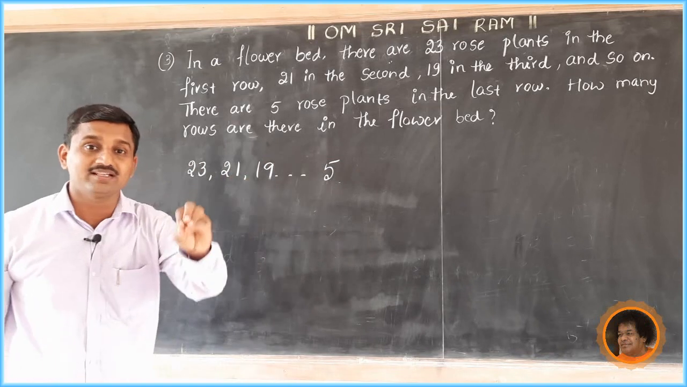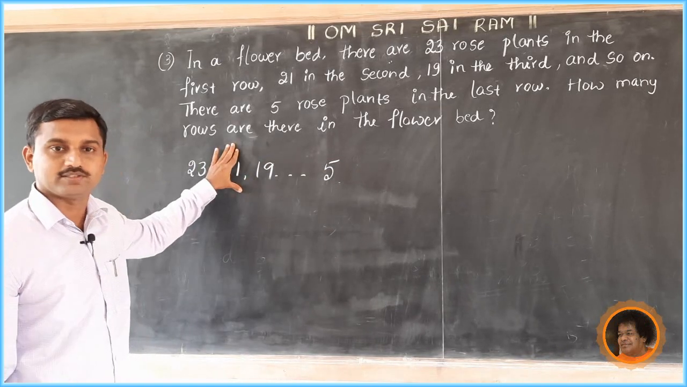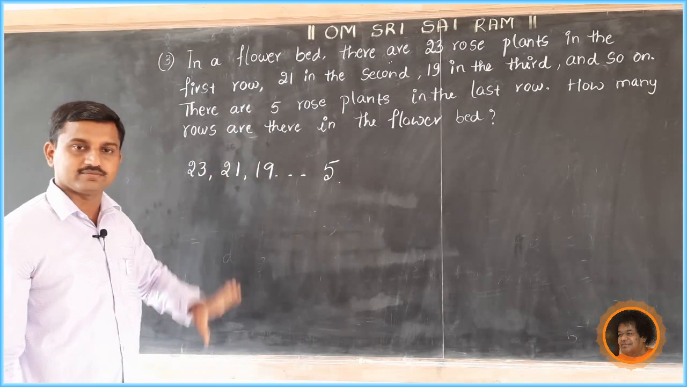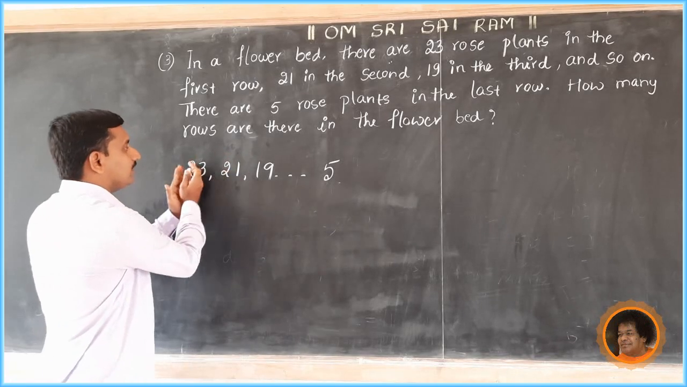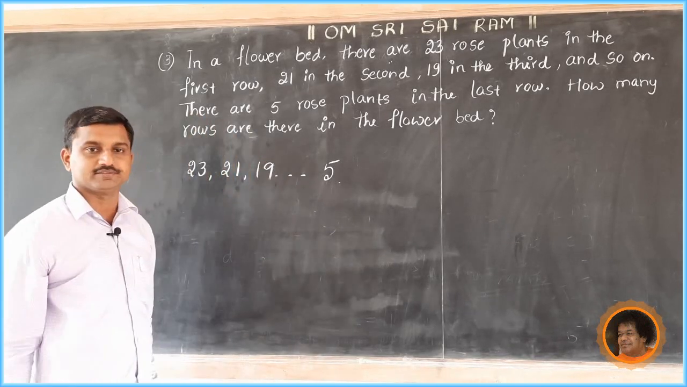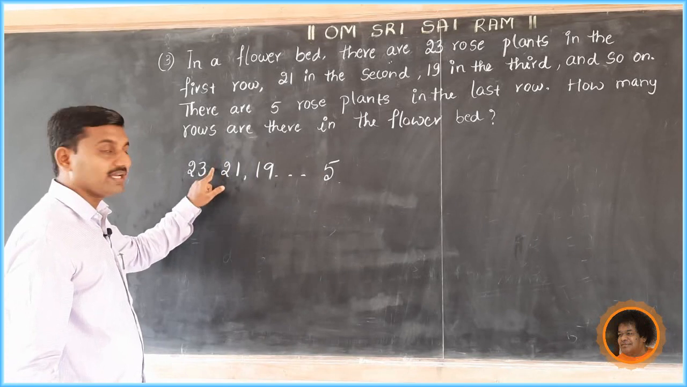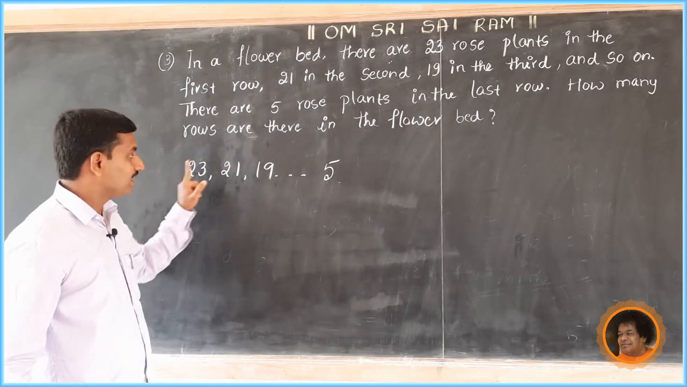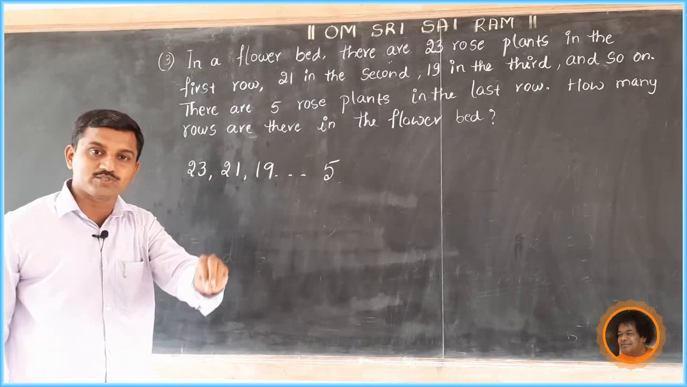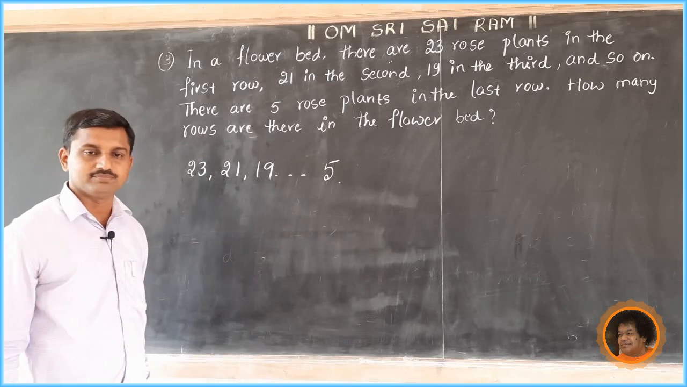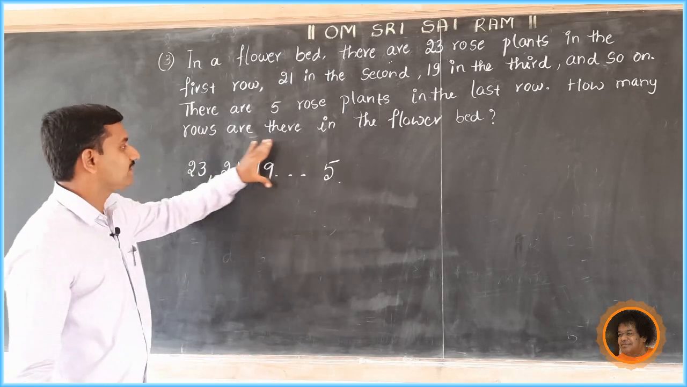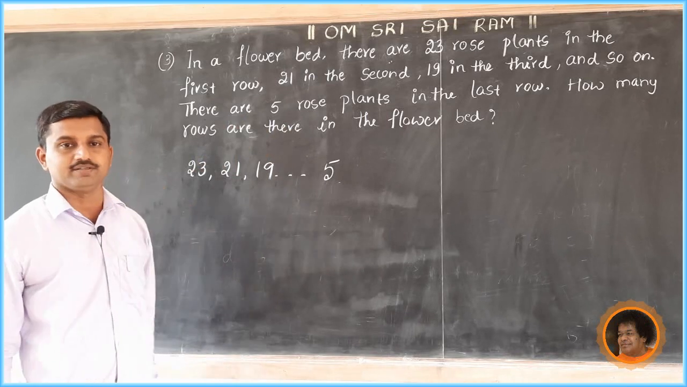Now check whether the given list of numbers is in AP or not. How to check? The difference between a term and its preceding term is a constant. So here the difference is 21 minus 23, which is minus 2, and 19 minus 21, which is minus 2. The common difference is the same. Hence the list of numbers is in AP.